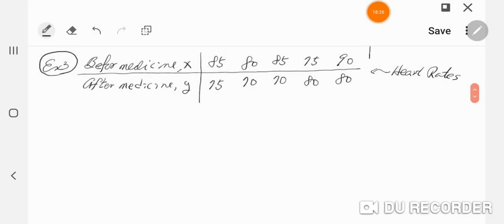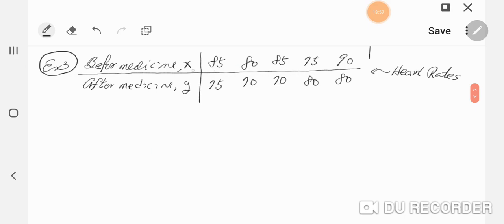Okay, exercise number 3. This exercise contains some data. There are 5 patients who took medicines, and their heart rates are measured. Before taking the medicine, there are 5 heart rates, because there are 5 people. And after taking the medicine, they measure the heart rates again, and the data looks like this. So when we graph this data, let's check.